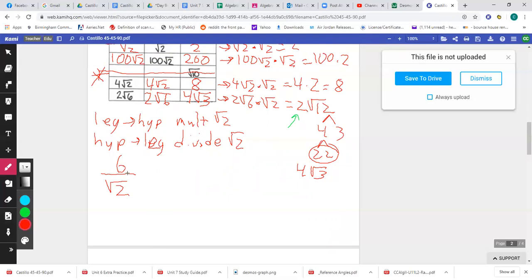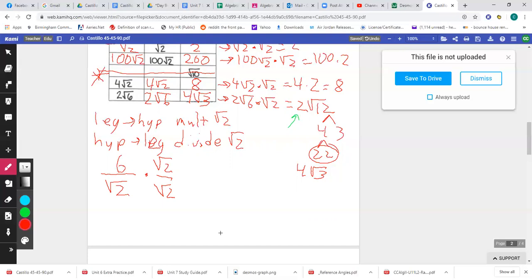Whatever radical you have on the bottom, and you only do it when you have a radical on the bottom. You don't do this anytime else. If you have a radical on the bottom, the way you're going to rationalize it is you multiply the top and bottom by whatever that radical is. Now I'm going to show you why we do that.